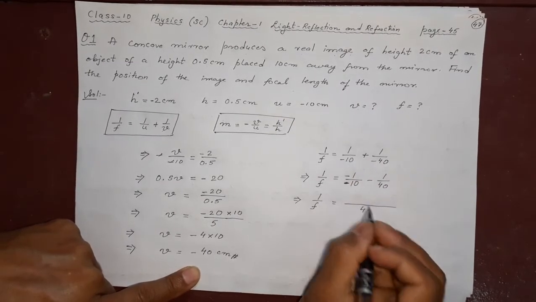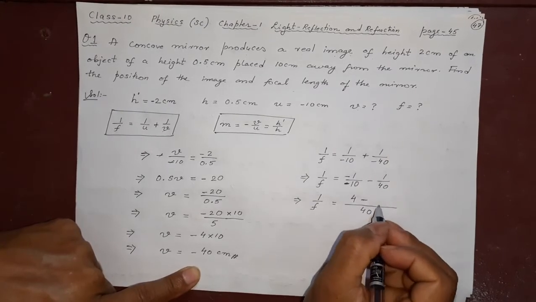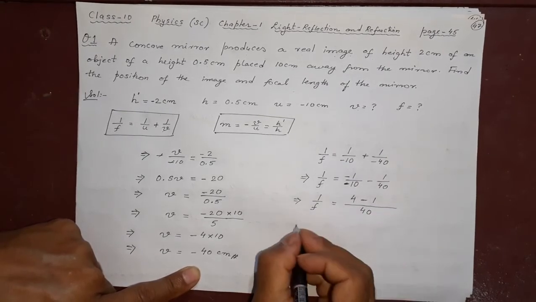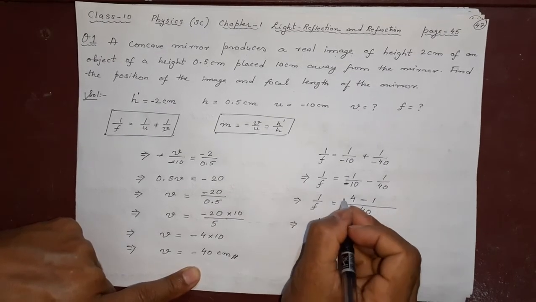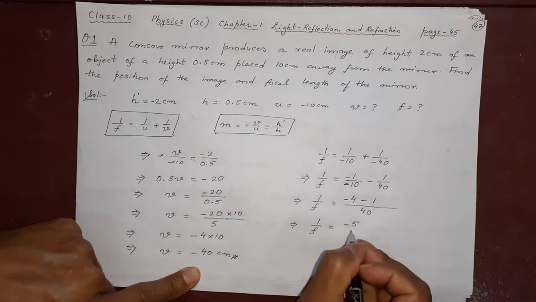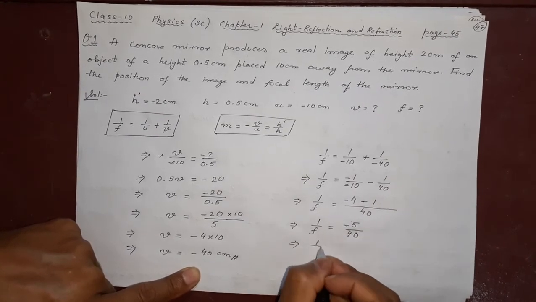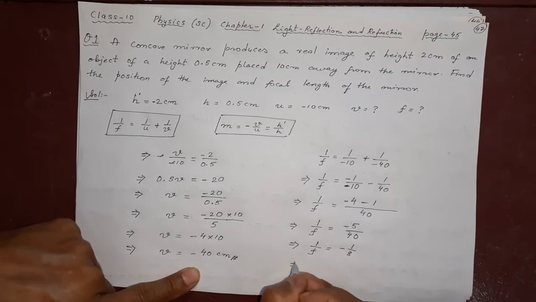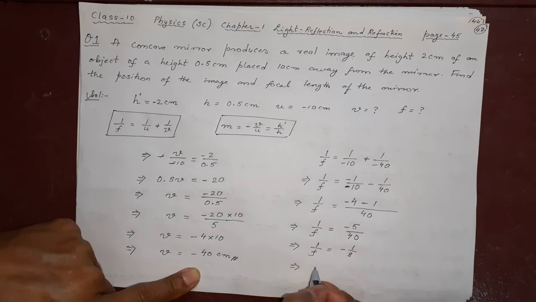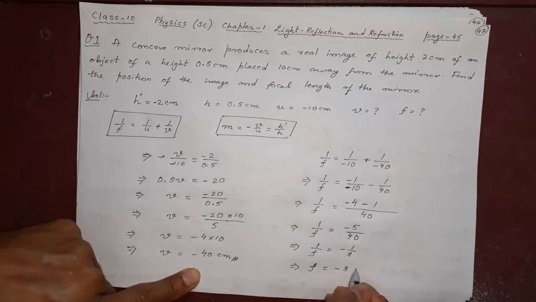The LCM is 40. 10 fours are 40, so 1 by 10 is 4 by 40. 40 ones are 40, so 1 by 40 is 1 by 40. So you will get 1 by f equal to minus 5 by 40, right? So 1 by f equal to minus 1 by 8. If 1 by f is minus 1 by 8, f will be the inverse of this, which is minus 8 centimeter.